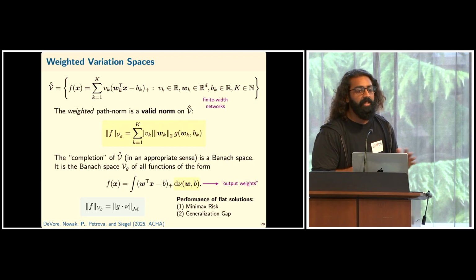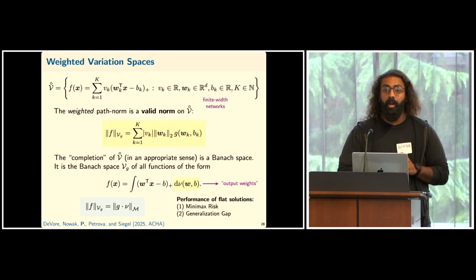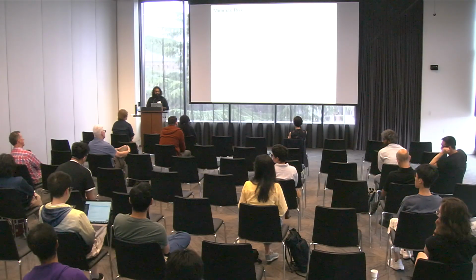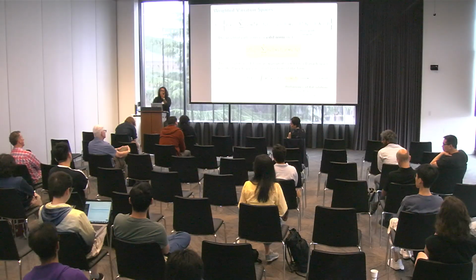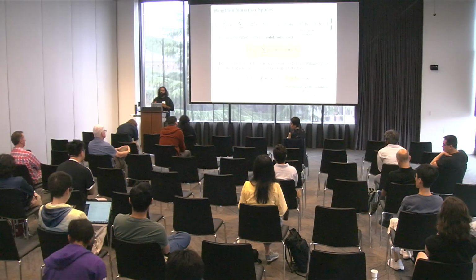So we can use a lot of those results to study properties of these flat solutions, like the minimax risk and generalization gap. So I know, yes? You're not going to say anything about g? So it's non-negative and it's decaying near the boundaries. For the uniform distribution, I'll write down what it is explicitly on the next slide, but again, it depends on the x's. Okay.